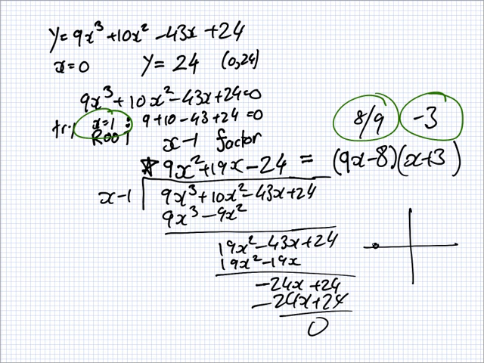So the first one here is minus 3. Then you have an 8 over 9. And then you have a 1. And it crosses the y-axis at 24. So we have enough points to draw a cubic. We don't need y2.